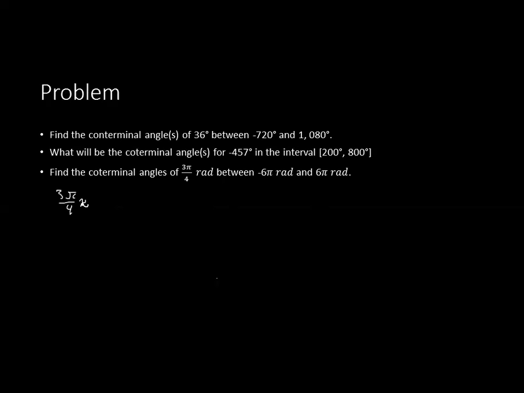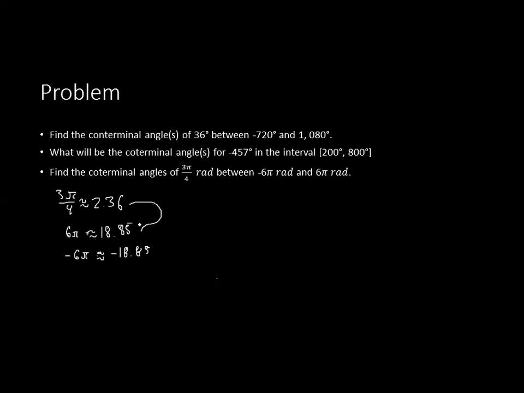3 pi is approximately 2.36. Then for the 6 pi, approximately this is 18.85 radians. So similarly, negative 6 pi radians is just the same as negative 18.85 radians.